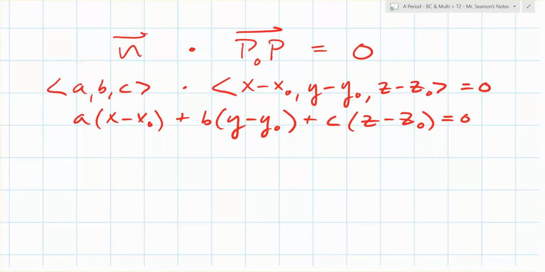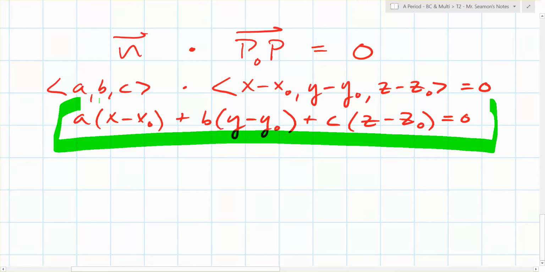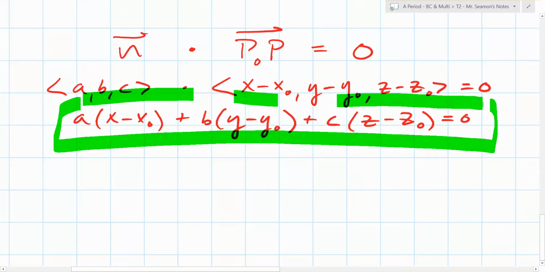Can anybody tell me what we now have right here? Does that kind of look vaguely familiar? It looks like some sort of an equation. That is the equation for a plane. That is the equation for the plane that passes through the point x naught, y naught, z naught that is perpendicular to the vector ABC.